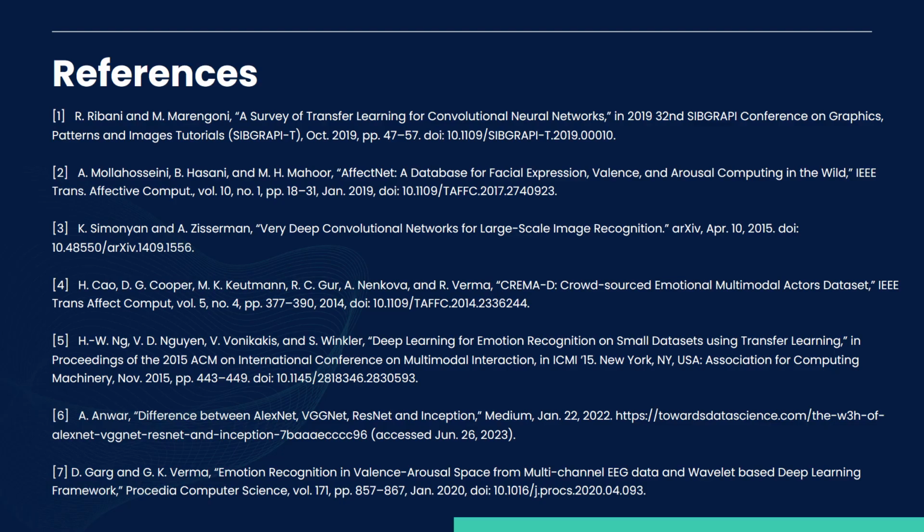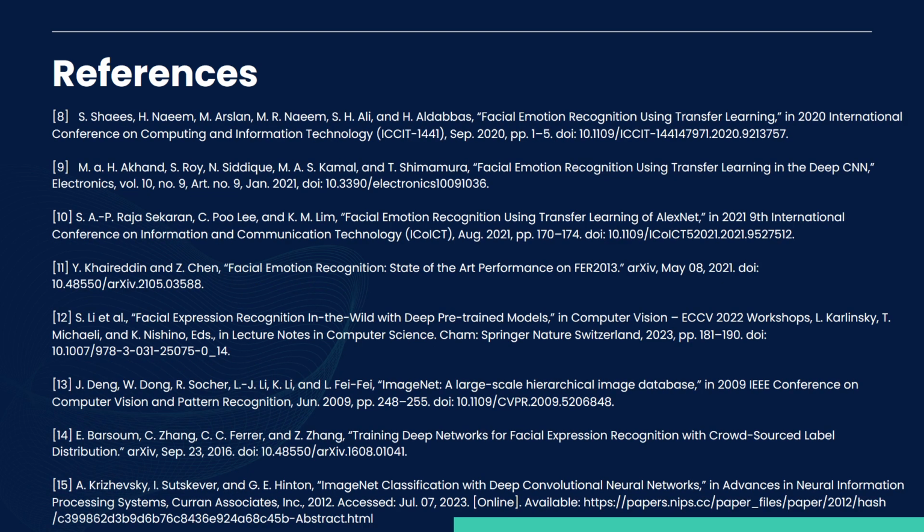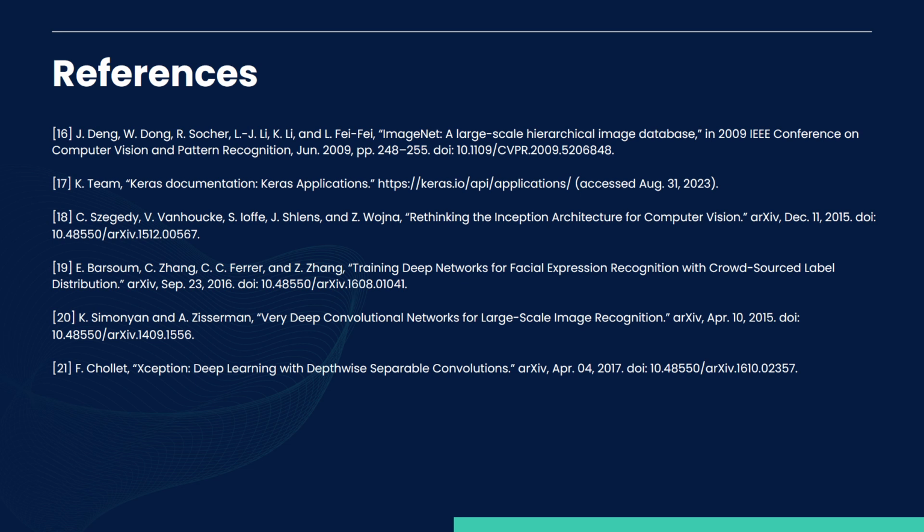These are some of the references that were used to implement the project and do the research.